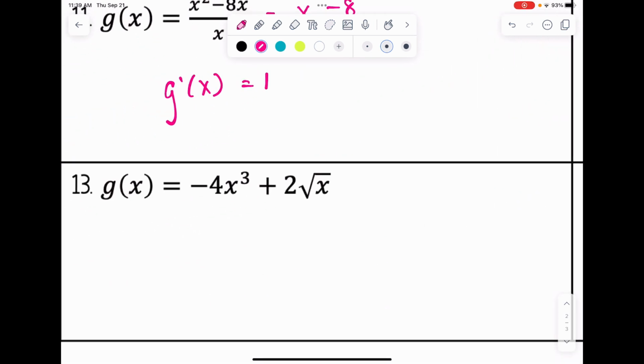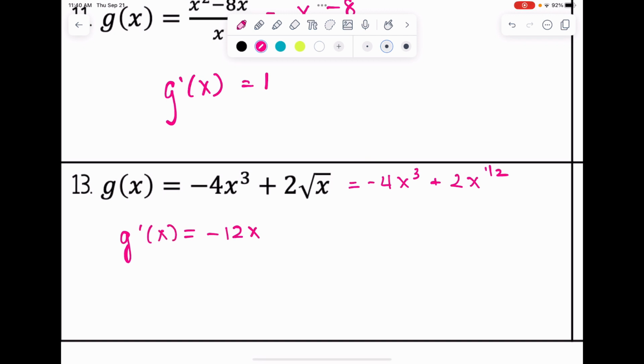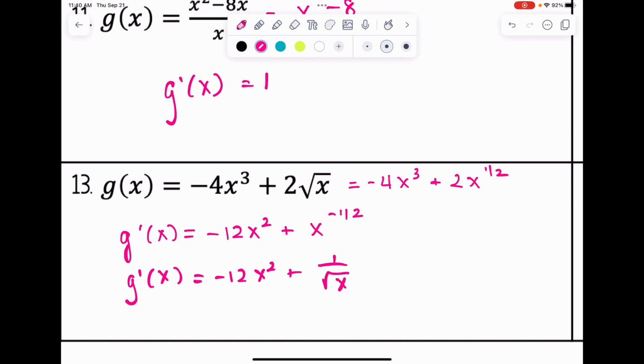For 13, I'm going to rewrite that radical first before I take any derivatives. And now I'll use the power rule. So negative 12x squared plus x to the negative 1/2. And since the problem started off with a radical, I'm going to get this back in radical form. So plus 1 over radical x. Notice in that problem, I'm also changing the negative exponent to a positive.